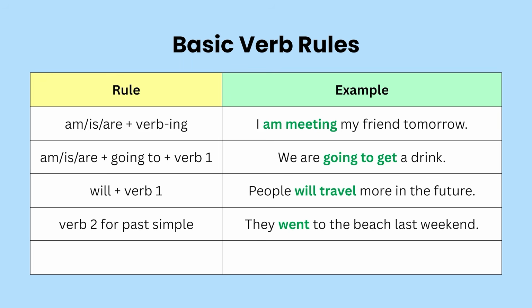The next one is verb 2 for past simple. So they went to the beach last weekend. So we're talking about last weekend. That's clearly in the past. So we need to use a verb 2 here. And finally, if you're using did, you need verb 1. And here's an example. Did you see the movie? Okay, we would not say, did you saw the movie? No, when you're using did, you need verb 1. So don't make mistakes with your verb tenses. Learn the basic rules and it's really going to make a difference.